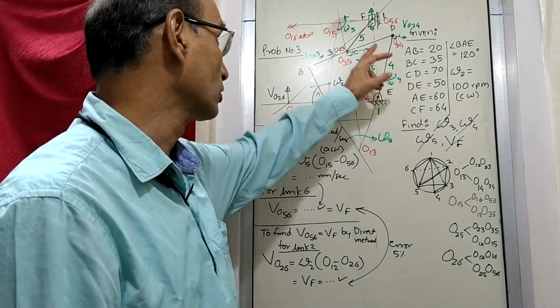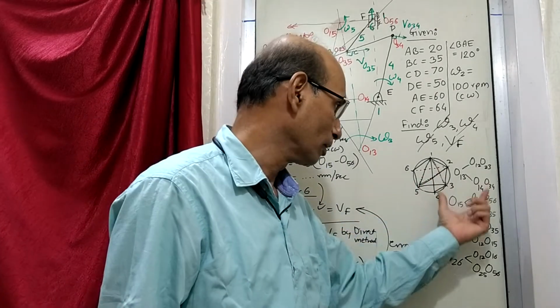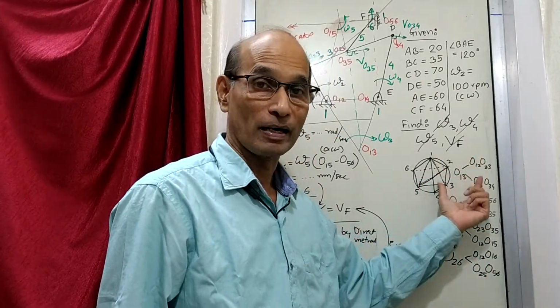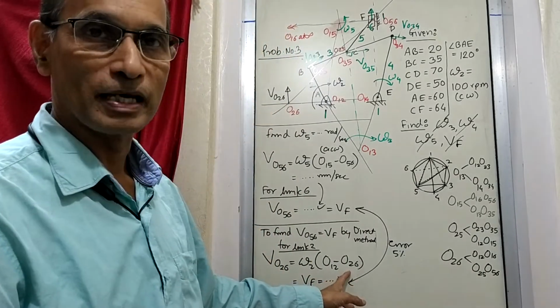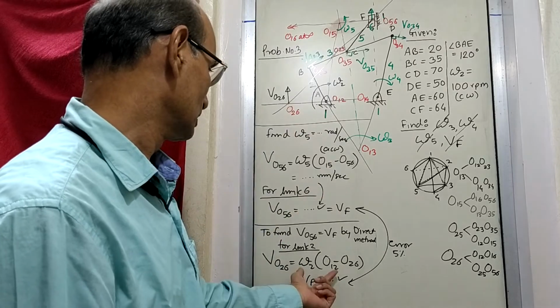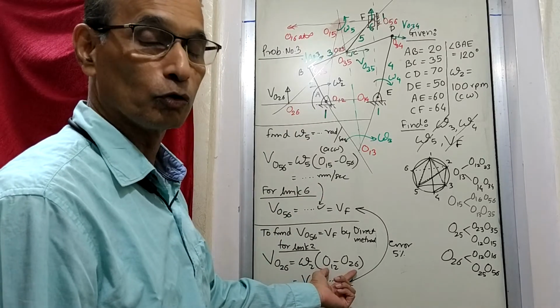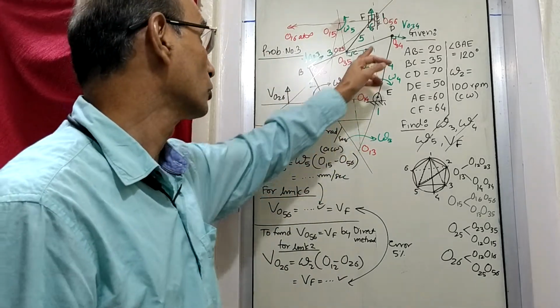If you are asked to find just this much, then you don't have to do all what you have done earlier. Only go on finding the required ICs till you get the required I26, and once you get I26, then I26 into the distance from I12 to I26 into ω2 will give you the velocity. So this velocity is here.